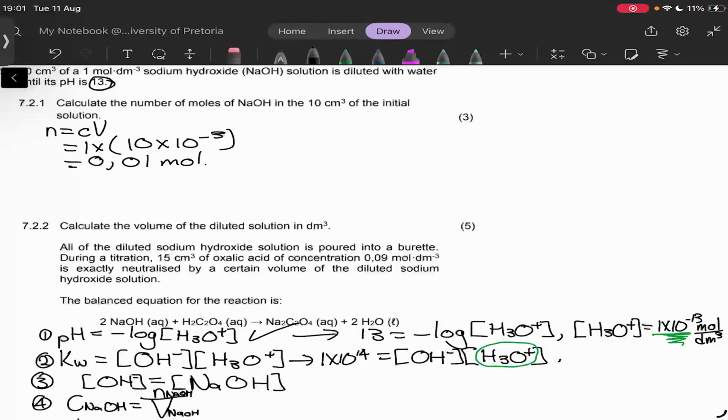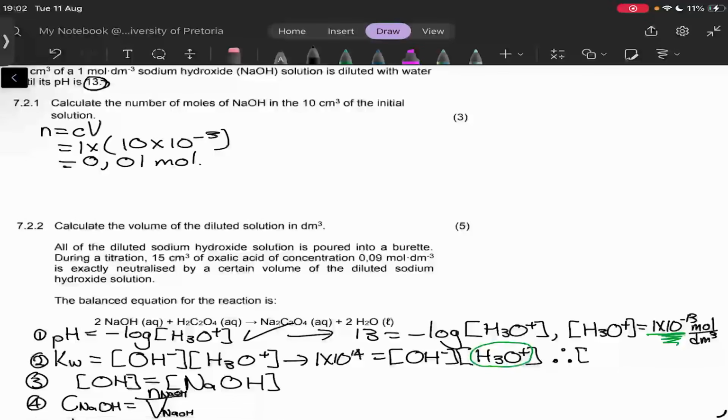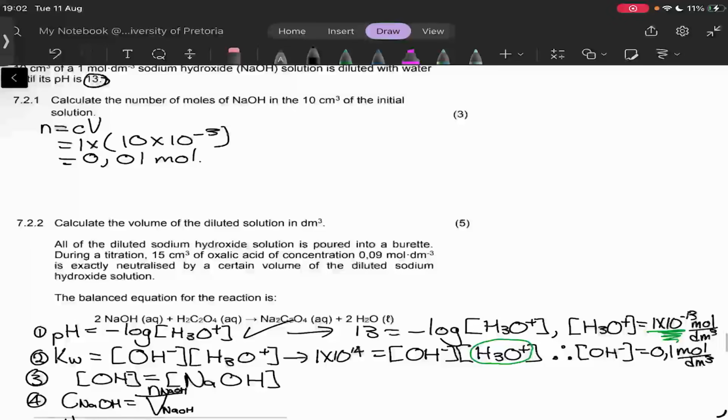And now from here, I know that therefore my concentration of hydroxide ion will be equal to 0.1 mole per decimeter cubed. I just get the 0.1 by just doing simple algebra. Are we all clear on that? Are we good so far? Can I get a thumbs up?